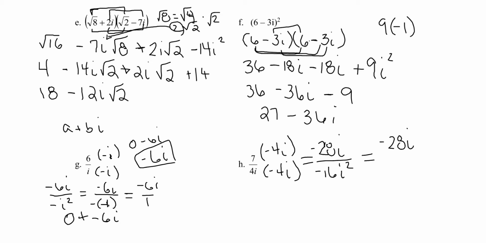On the bottom, i squared, remember, is a negative 1, so I really have negative 16 times negative 1, which is going to leave me with a positive 16. And then I can divide my fraction to simplify it. So my final answer is going to be negative 7i over 4.